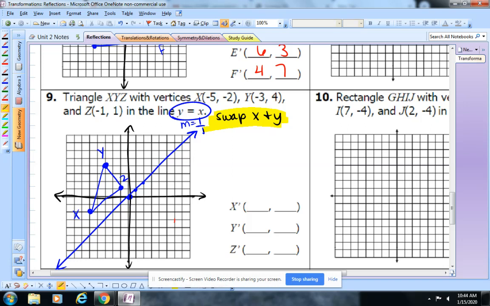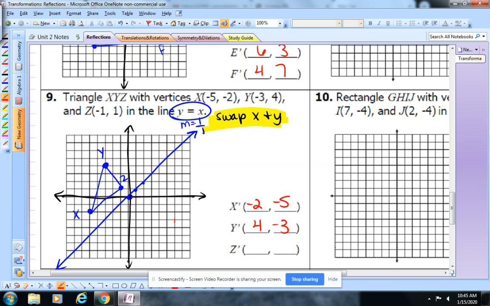So for x, we have the point -5, -2. So for x prime, I'm going to switch them. Okay? So the x becomes the y and the y becomes the x. So x prime will be -2, -5. Not changing any signs. I'm just swapping the order, x and y. Okay? So y prime. Y is -3, 4. What do you think y prime will be? 4, -3. You just swap the order.